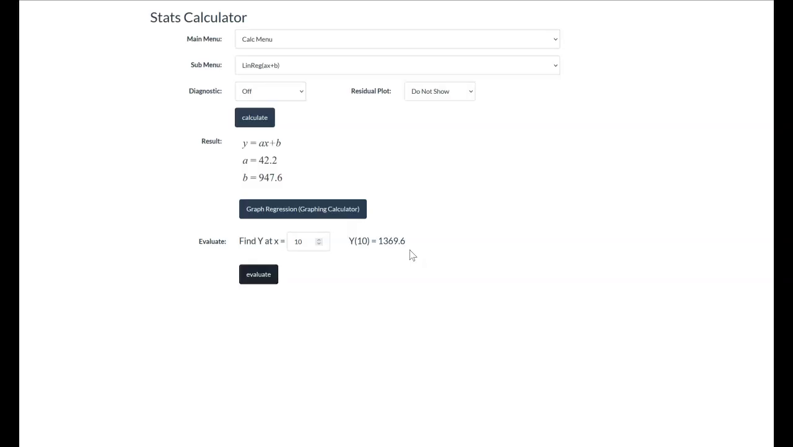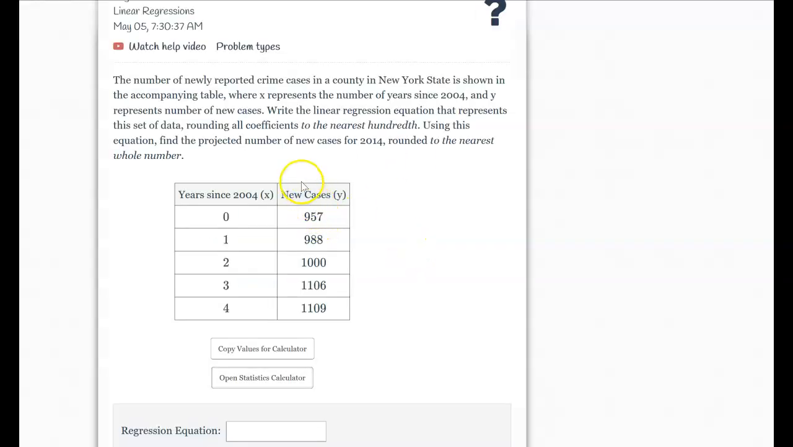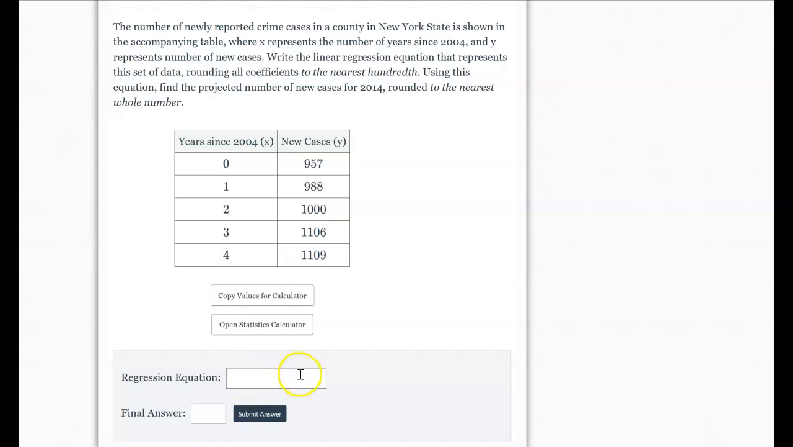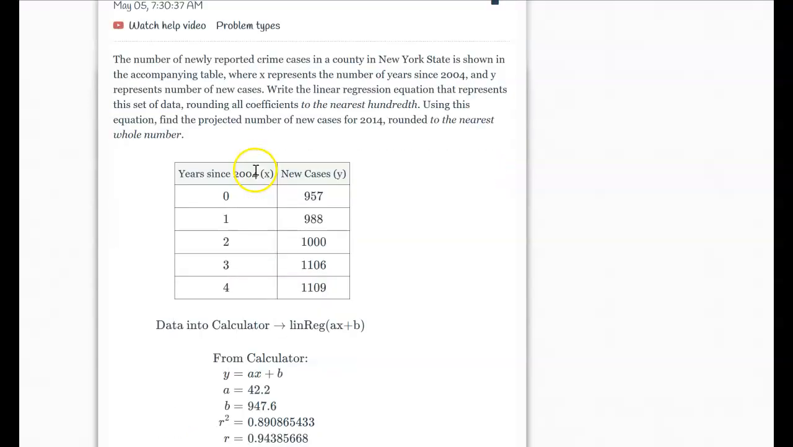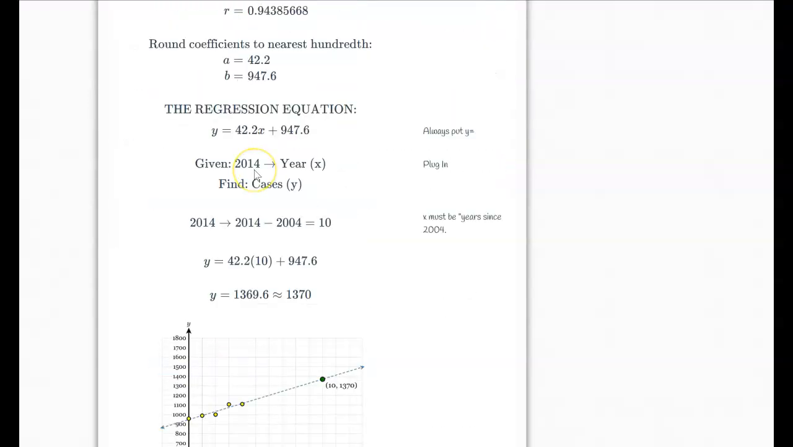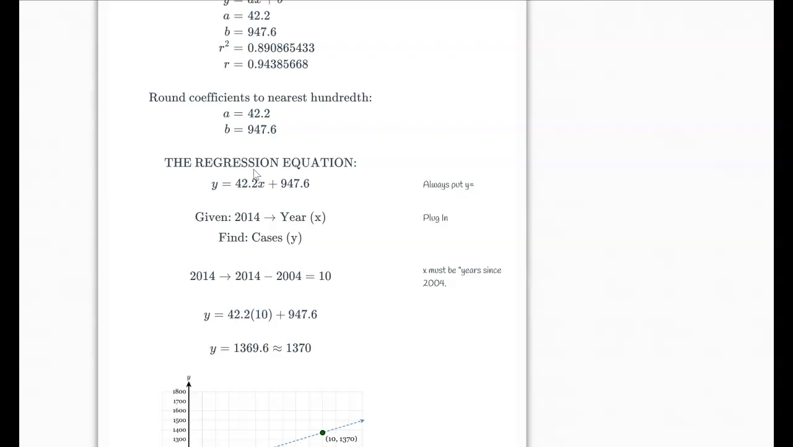So projected out, that's the amount of new cases, 1,369.6. And they said to round it to the nearest whole number. So what you're going to do is write the equation here and put the final answer here, and it'll look like this. Here's the equation right here, and here's the number of new cases. Since we have to round to the nearest whole number, we'll go 1,370, and that's your answer.